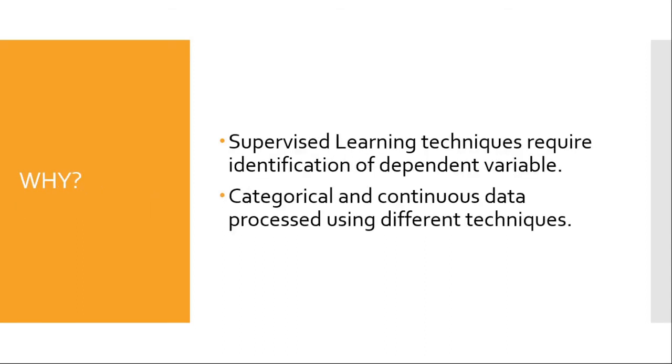Now the question is why we need to identify variables. Basically, if you are using a supervised algorithm, then you need to apply it to a dependent variable. So for this purpose, you need to identify what kind of variable it is. And also different techniques are followed to process categorical and continuous data. So variable identification is compulsory and it is an important task too.